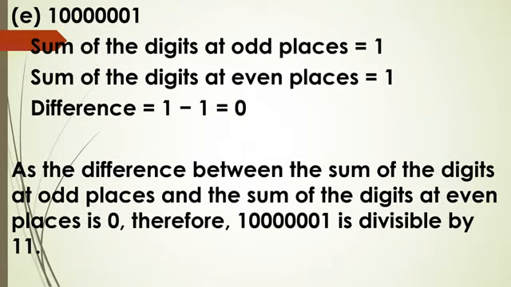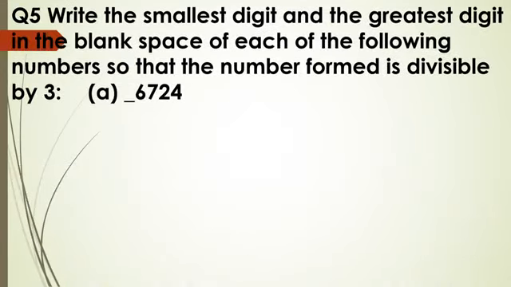Now see question number 5. Write the smallest digit and the greatest digit in the blank space of each of the following numbers so that the number formed is divisible by 3. There is one blank. In that blank you have to fill some digit so that the given number is divisible by 3. We know the divisibility rule of 3, that the sum of all the digits must be divisible by 3.